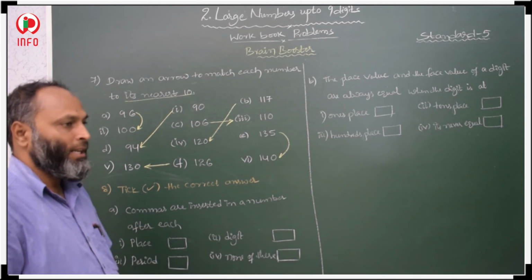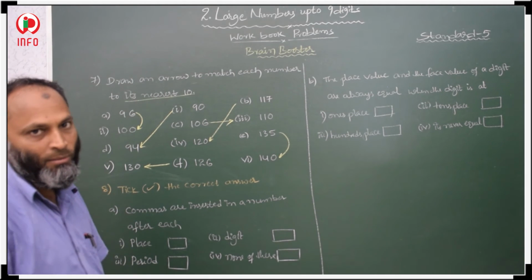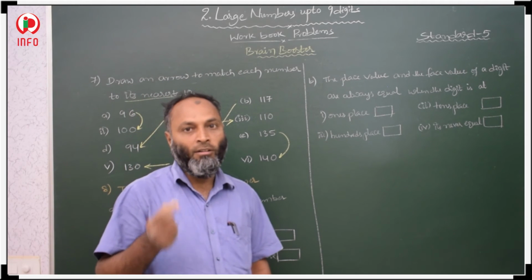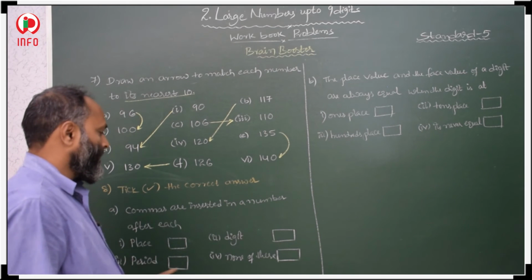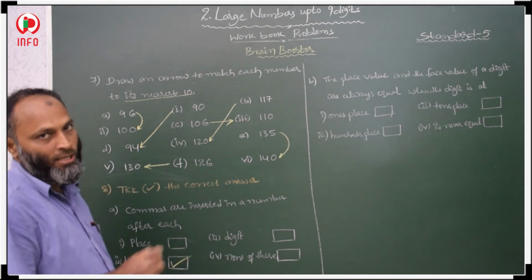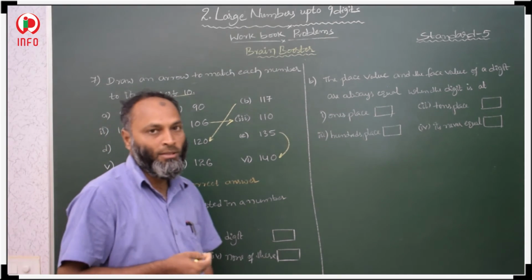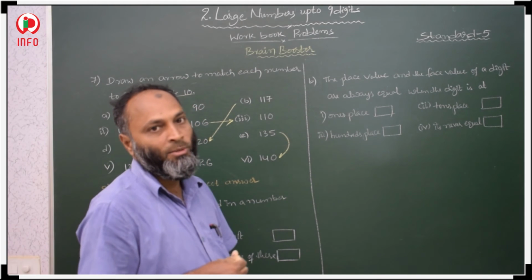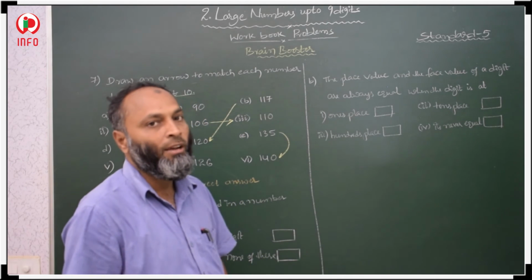Commas are inserted in a number after each period. When we insert commas in a number, whatever number is given, either in the international system or in the Indian system, how should we keep commas? Place, digit, period. After every period, so thousands period, comma, lakhs period, comma, crores period, comma, like that we have to keep commas. In the international system also it is the same. After ones period, comma, after that thousands period, comma, after that millions period, comma. So like this we have to keep commas. After every period we keep commas.